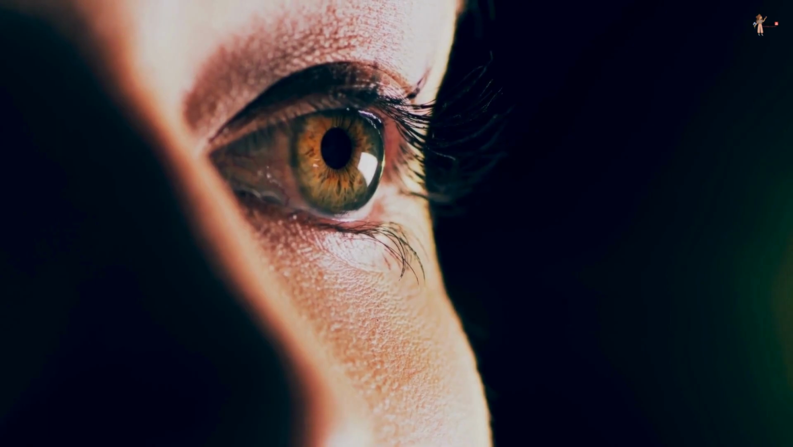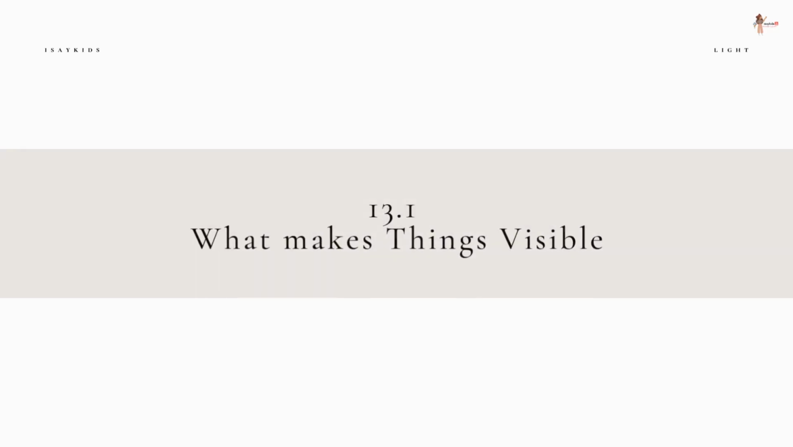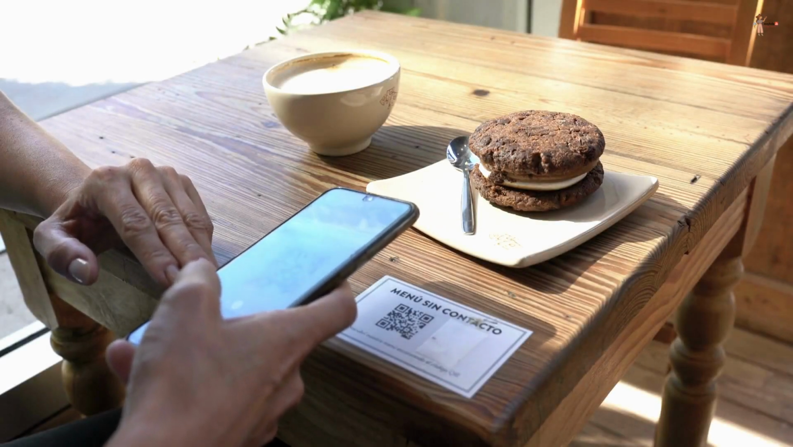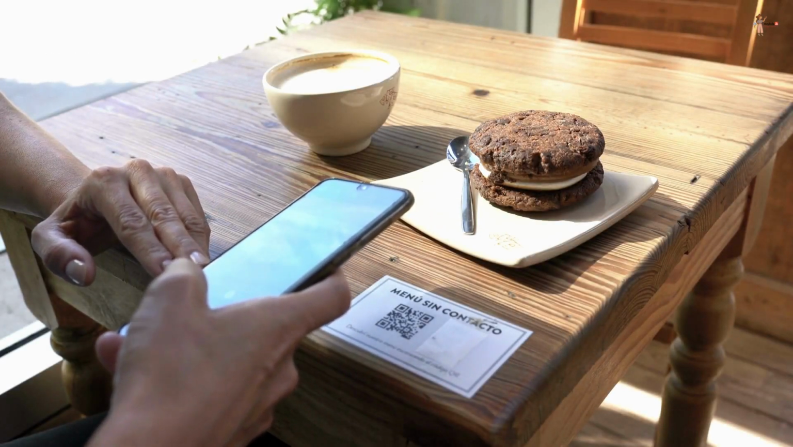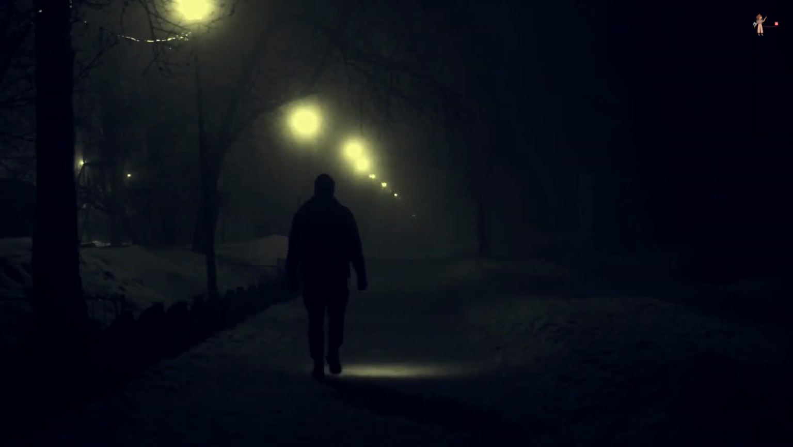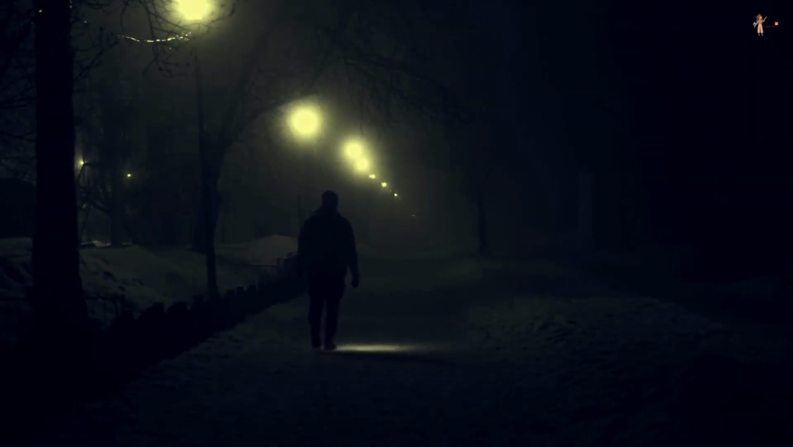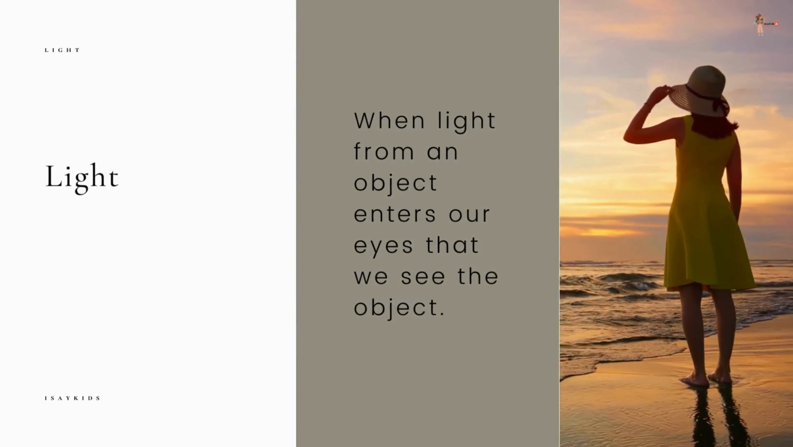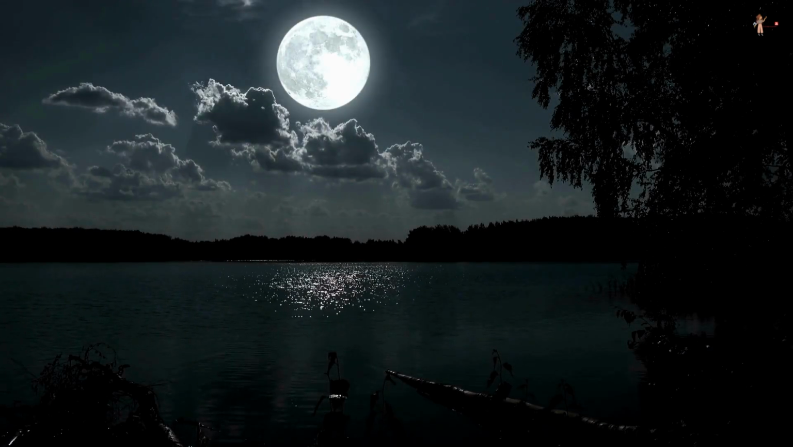How is seeing made possible? Let's know what makes things visible. Have you ever thought about how we see various objects? You may say that I see the objects, but can you see an object in the dark? It means that eyes alone cannot see an object. It is only when light from an object enters our eyes that we see the object. The light may have been emitted by the object or may have been reflected by it.